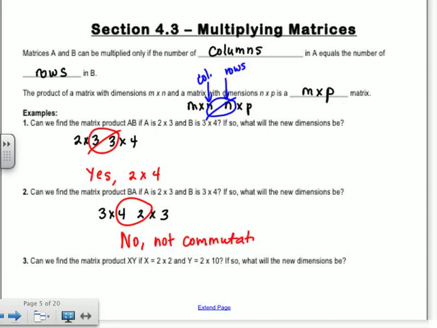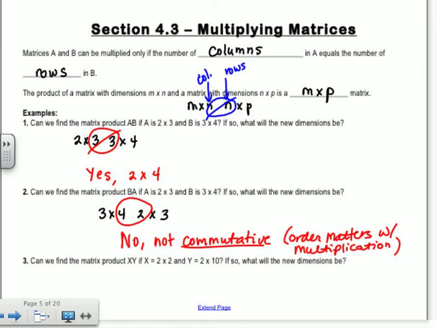So I'm going to write not commutative. In other words, order matters with multiplication. With addition, it would make sense that you can switch the order and add the entries the same way, right? Addition, it's okay. But multiplication, it's not commutative.